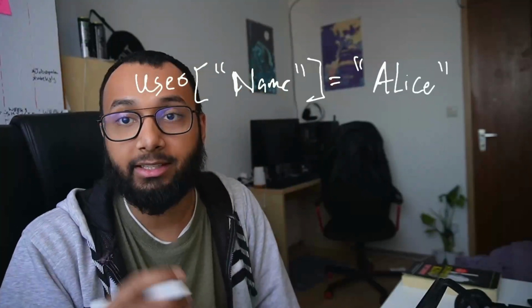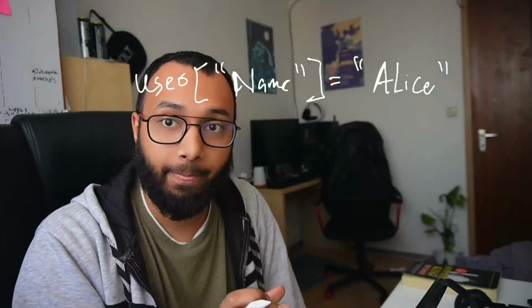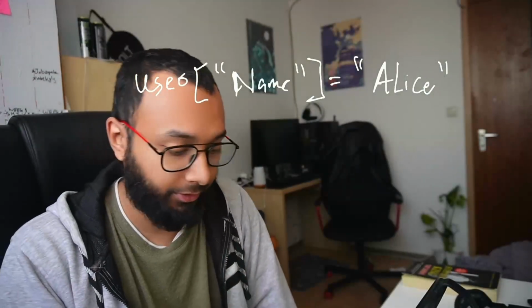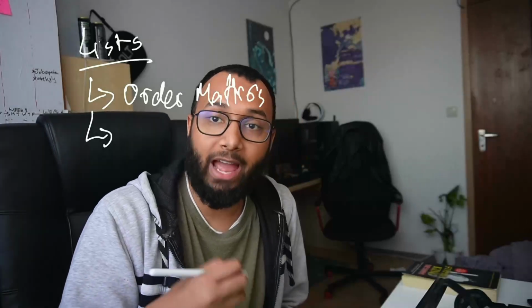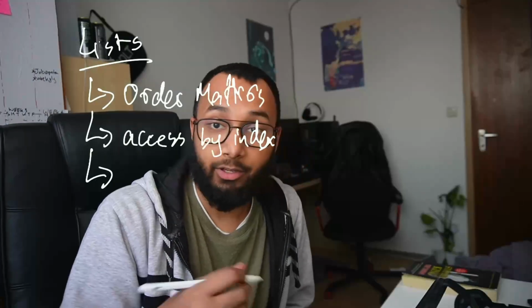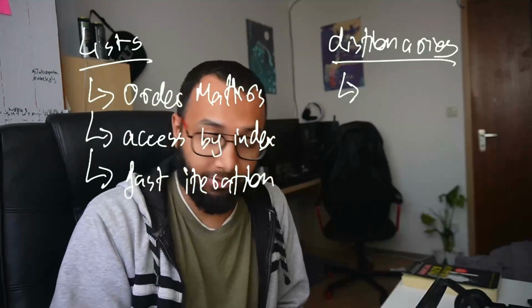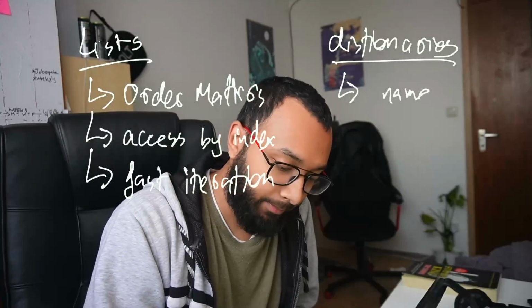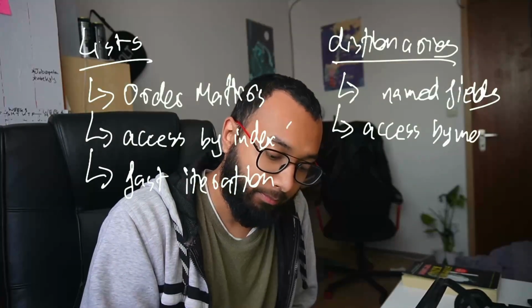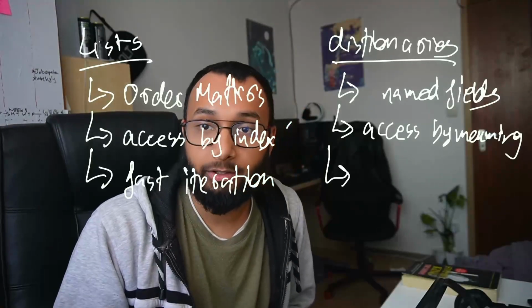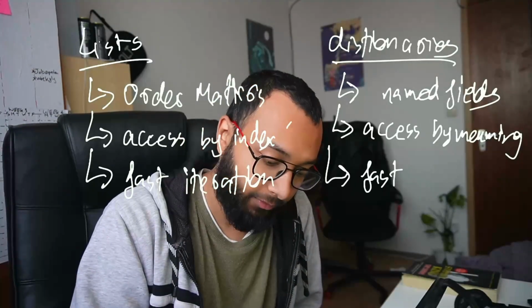Now, what it did is it changed the value of the name key inside of the dictionary called users from Tom to Alice. But when do you use lists and when do you use dictionaries in programming? You use lists when order matters. You use lists when you want to access the data by index. You use lists when you want fast iteration, when you're using a loop, for example. And you use dictionaries when you need named fields and you want to access by meaning. And finally, when you want to look up something fast. So, fast lookup.